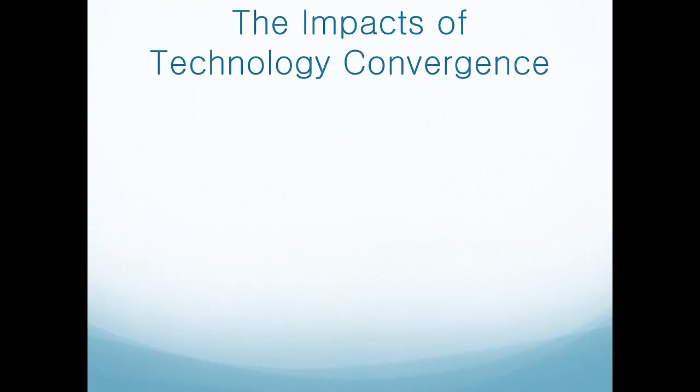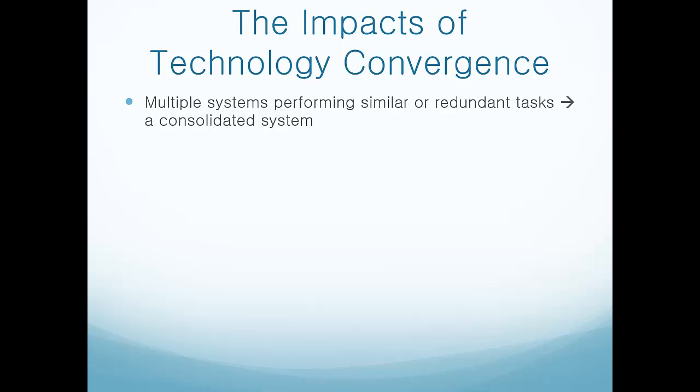Now, let's talk about the impact of technology convergence. Before we talk about the impacts, let's try to revisit the definition of technology convergence. In this case, the very first one we talked about in the previous slide was multiple systems performing similar or redundant tasks, somehow turning into a consolidated system. That's what we just talked about. Another possibility is one system taking over the features and abilities of another. So what are the impacts of this type of technology convergence?